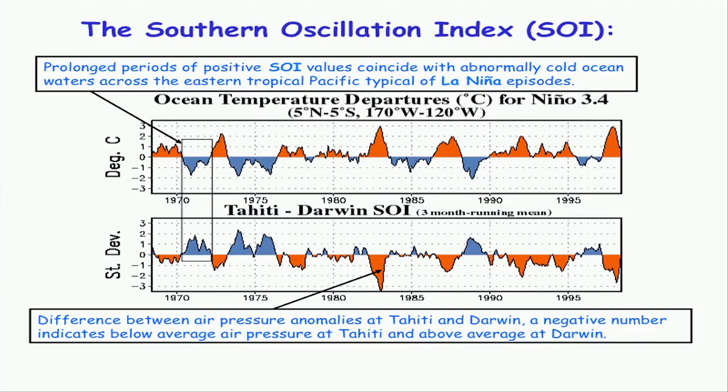This is the Tahiti-Darwin SOI using a 3-month running mean. Where we tend to see abnormally low pressure, we tend to see that corresponds to higher surface temperatures. So the difference between the air pressure anomalies at Tahiti and Darwin, a negative number indicates below average air pressure at Tahiti and above average at Darwin. And of course, this corresponds to El Nino, this corresponds to La Nina.